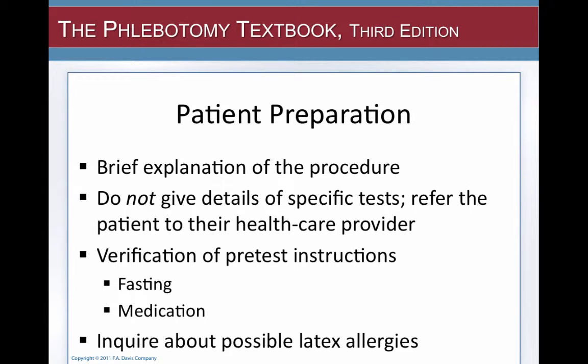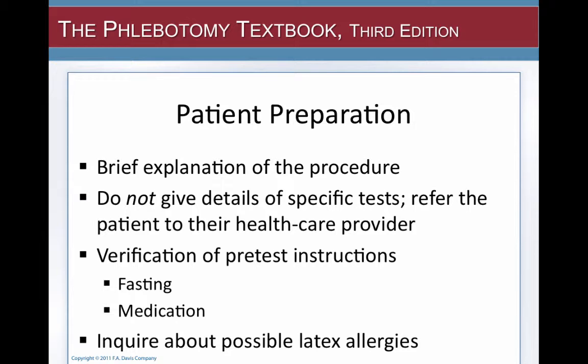Most of them have already had venipuncture performed on them in the past, so you can usually just say, I'm here to perform venipuncture or to do a needle stick. Again, do not give any details of specific tests. Refer the patient to their healthcare provider. Also, make sure you verify any pre-test instructions such as fasting. If you're doing fasting labs, they should make sure they haven't eaten anything for the last several hours, depending on what the fasting time is.